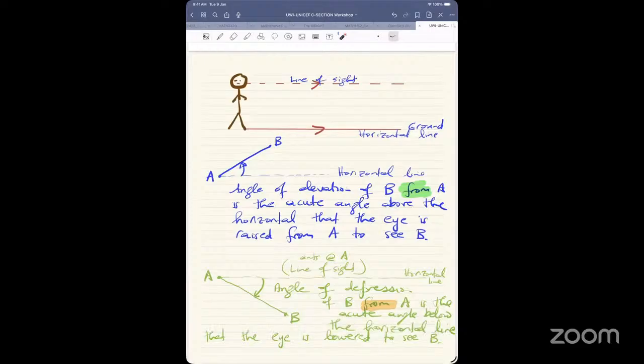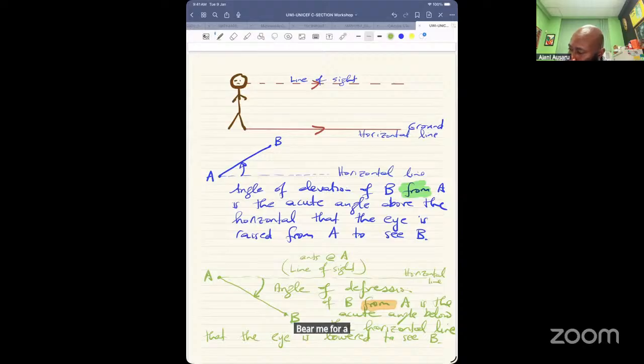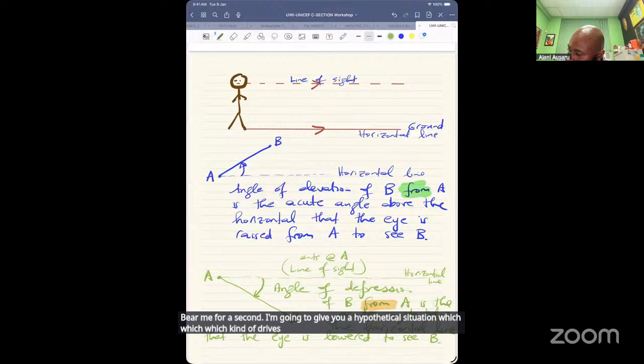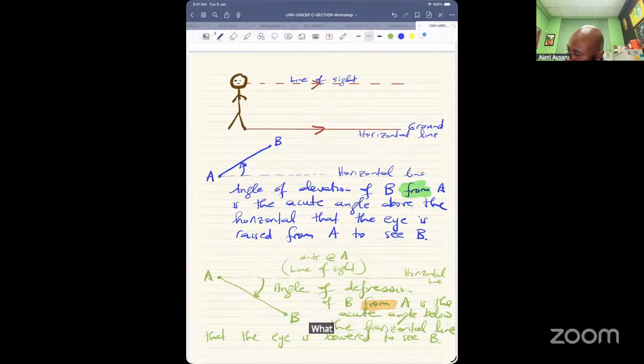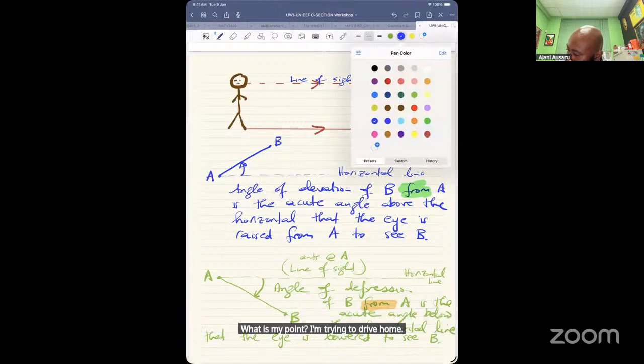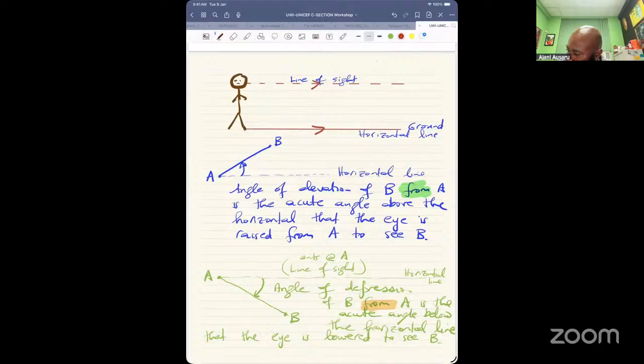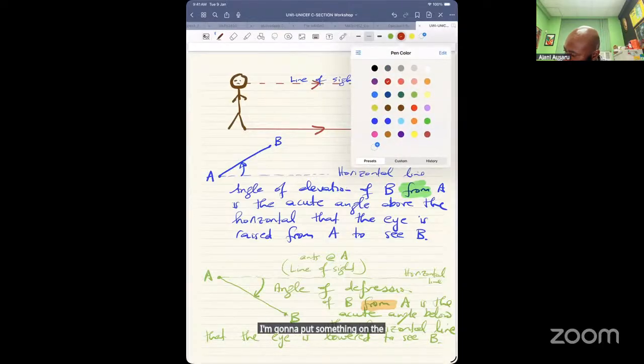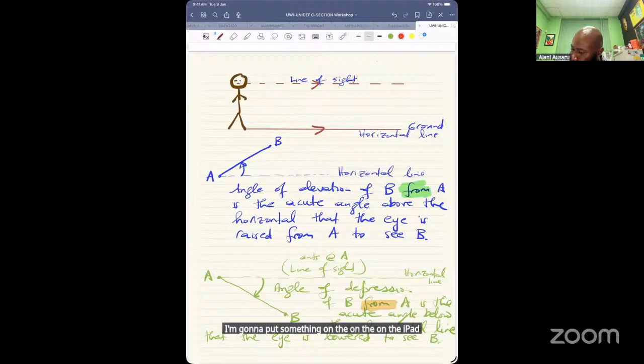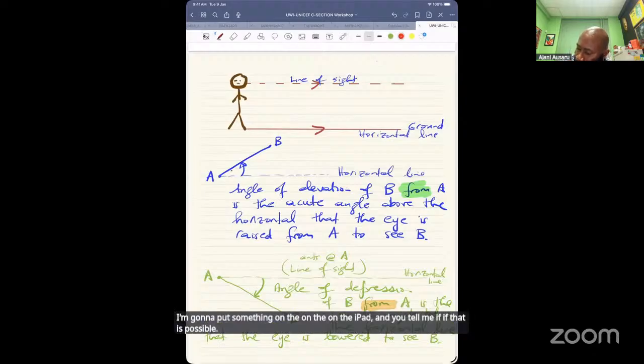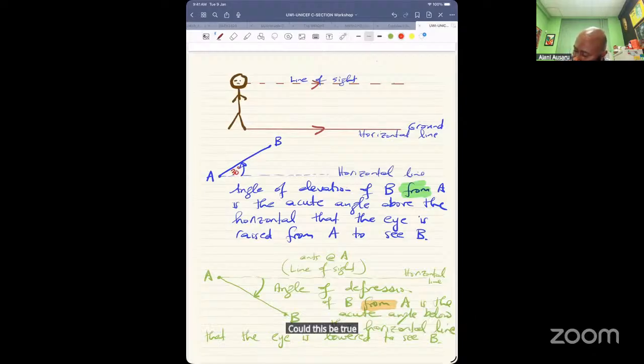Yes, sir. Wait for me for a second now. I'm going to give you a hypothetical situation which kind of drives home another point. What is the point I'm trying to drive home? I'm going to put something on the iPad and you tell me if that is possible. Could this be true? Could that be true?